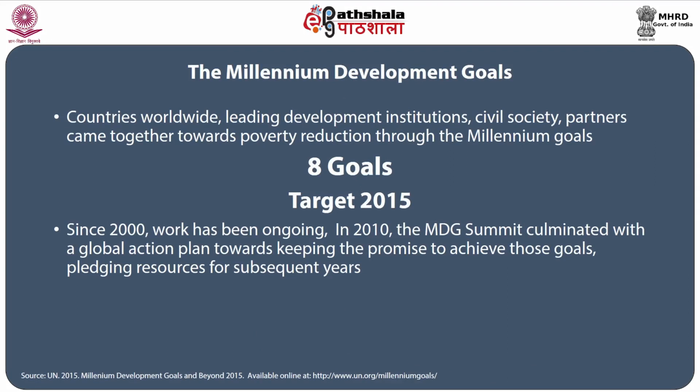Subsequently, we need to understand the Millennium Development Goals that were emphasized later, in 2000. Countries worldwide, leading development institutions, civil societies and partners came together towards poverty reduction through the Millennium Development Goals. There are altogether 8 goals, and the target of achieving them by 2015 was the major emphasis. Since 2000, work has been ongoing. The MDG summit culminated with a global action plan towards keeping the promise to achieve these goals and pledging resources for subsequent years.